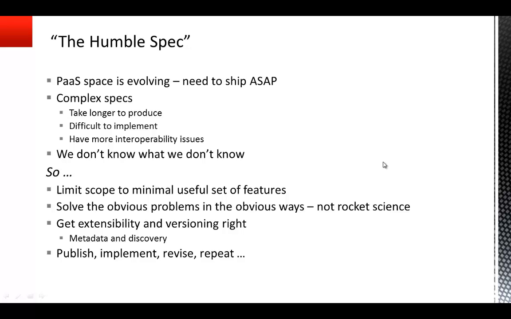Now, one of the main guiding posts in CAMP is the idea of being humble. You'll hear members of the CAMP TC refer to it as the humble spec. And there's a number of reasons for this. The main thing is that the PaaS space is evolving rapidly. And if we're going to address this problem of divergent application management APIs, we should best do this quickly. And the problem with a complex spec is that it takes a long time to get consensus around a complex spec. It's difficult to implement them, and there's a lot of interoperability issues. So best to solve a small problem quickly.